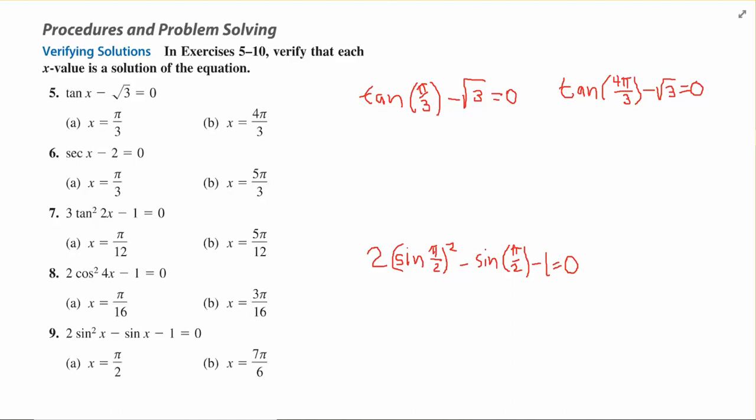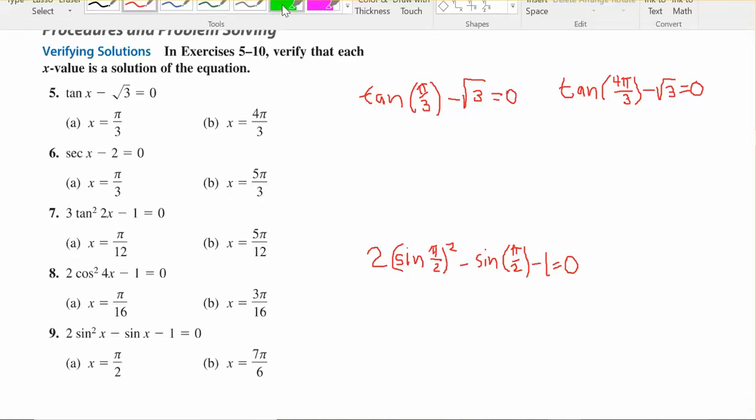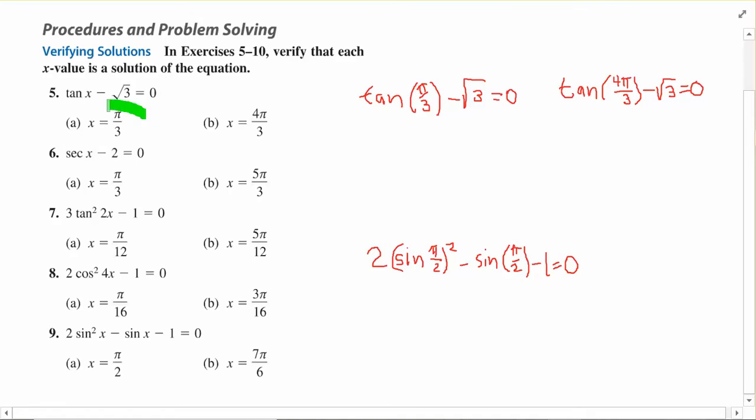Here's number 5, which is very much like 6 and somewhat like number 8, although number 8 is more like number 9. I'm going to show you number 9 too, but here's number 5. So you're taking the values that they provide for you of pi over 3 and 4 pi over 3, and we're checking to see what happens if I plug them in here for x.